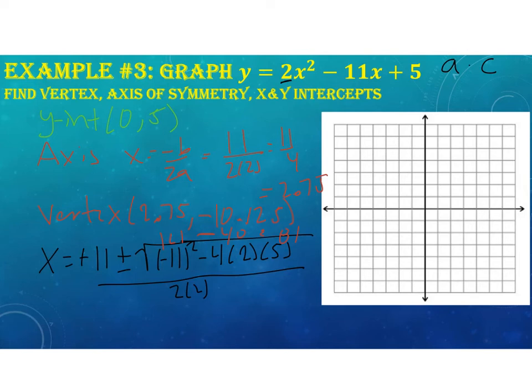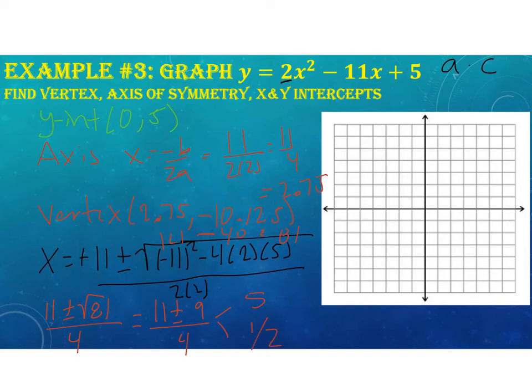So what we're at now is we have 11 plus or minus the square root of 81, over 4. We like 81 because it is a perfect square, so we end up with 11 plus or minus 9, the square root of 81, divided by 4. Work through your two options. 11 plus 9 is 20, divided by 4 is 5. 11 minus 9 is 2, over 4 is 1/2, or 0.5.